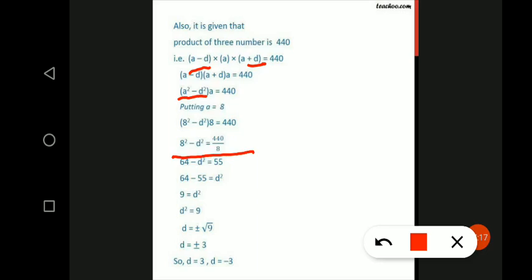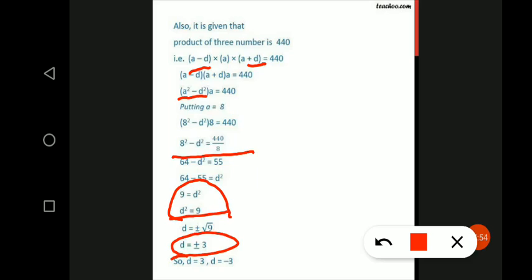And on further solving, we get d square is equal to 9, and hence we get d is equal to plus minus 3. Always remember, students, when we have something like d square is equal to 9 or d square is equal to 16, in that case we will take both plus and minus value. We will not take any single value. Both plus and minus value is important. So we will take d as plus 3 and minus 3.